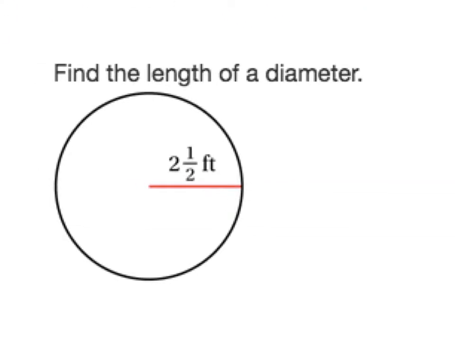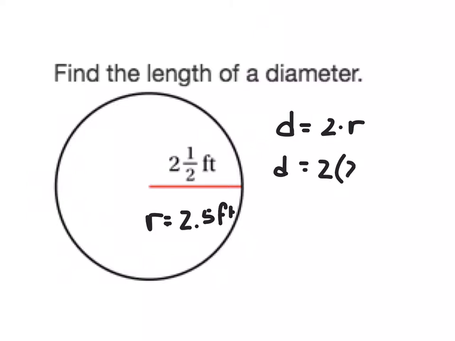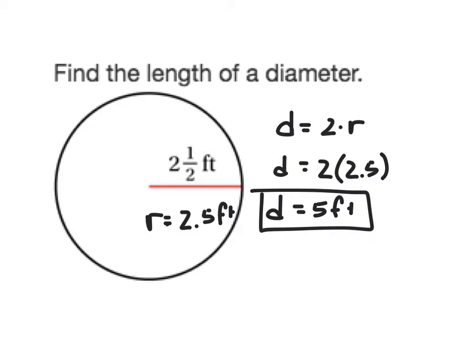Similarly, if you were given something like this, where it says find the length of the diameter, I know that the diameter is equal to 2 times the radius. If my radius is equal to 2 1/2 feet, I'm going to call this 2.5 feet. I plug that in and take 2 times 2.5, and my diameter is just going to be a value of 5 feet. That's all we're doing. It's important that we're able to do that.